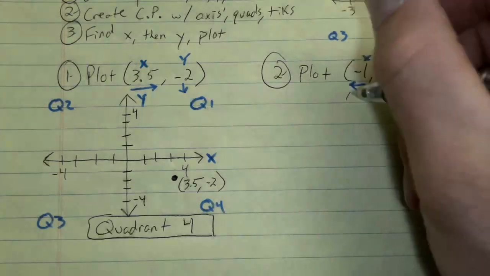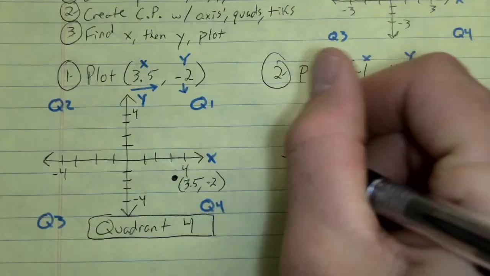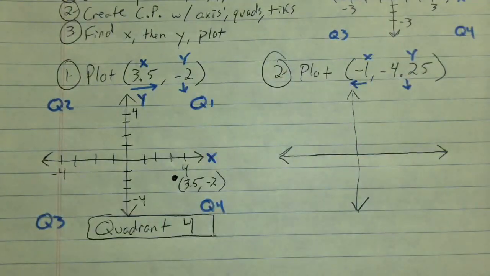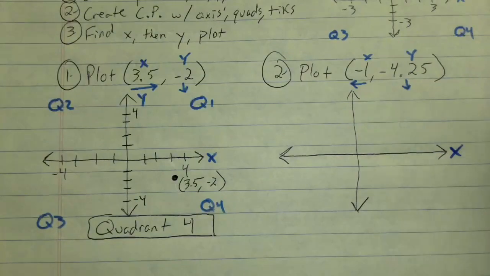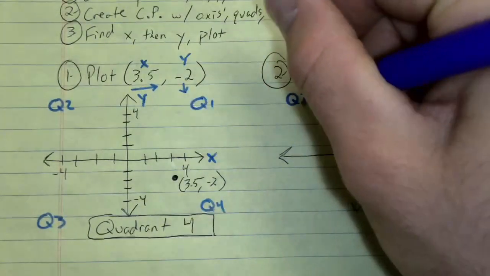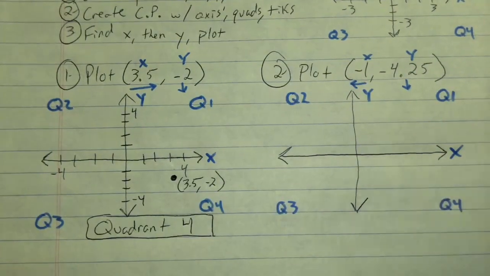All right, so just go ahead and draw out your coordinate plane. And then plug in your x. There's your x. Here's your y. Q1, Q2, Q3, and here's Q4.